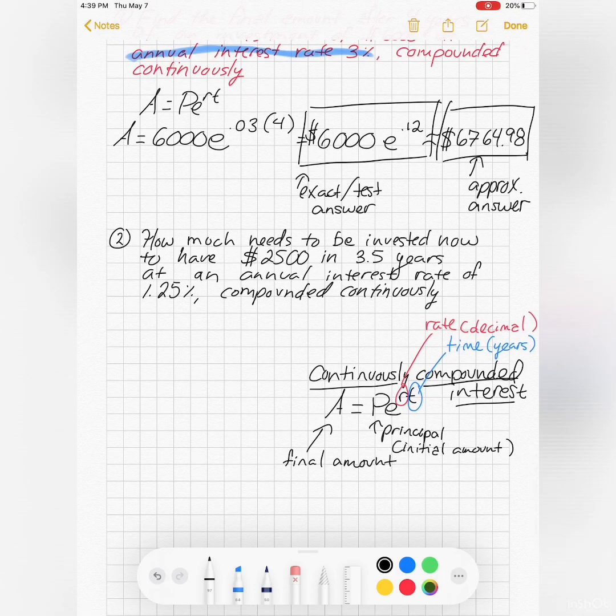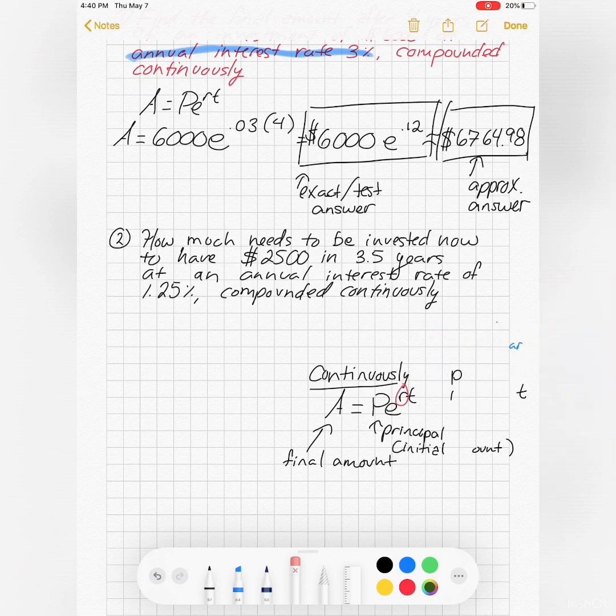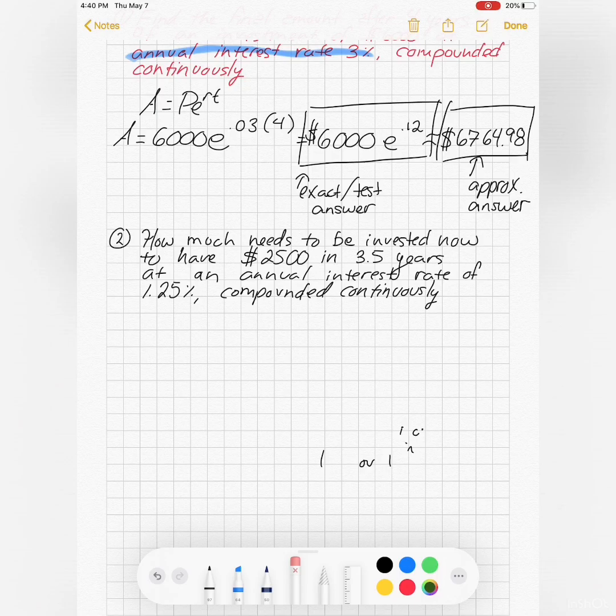Okay, so this one, same formula, but it says how much needs to be invested now to have 2,500. So 2,500 now is the final amount. Okay, so the final amount, I'm looking for the initial amount. The interest rate is 0.0125 and 3.5 years.